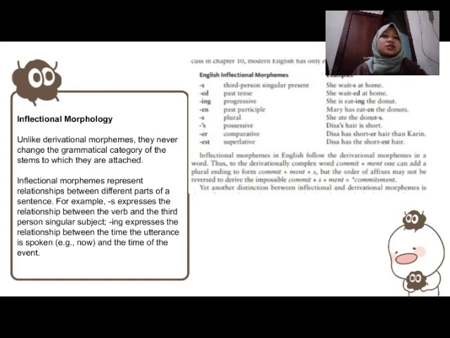Inflectional morphemes represent relationship between different parts of a sentence. For example, -s expresses the relationship between the verb and the third person singular subject. -ed expresses the relationship between the time the utterance is spoken and the time of the event.